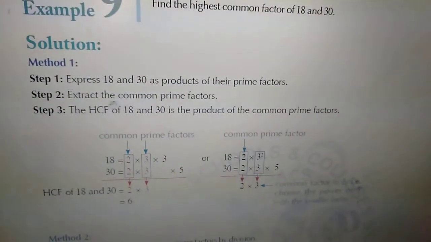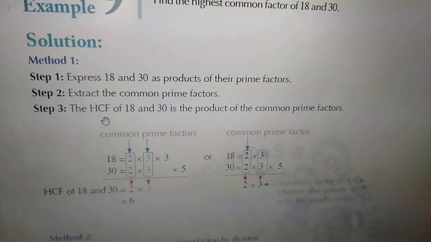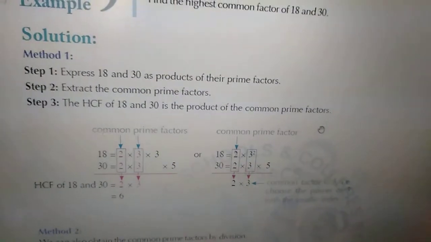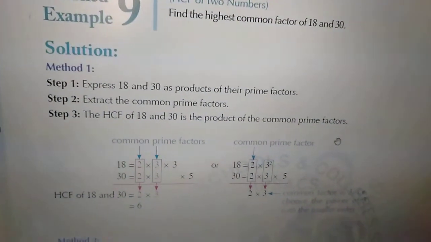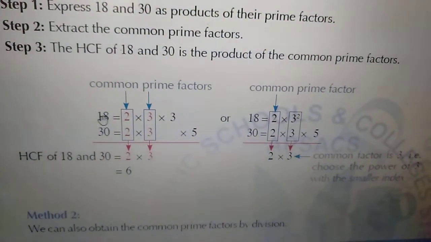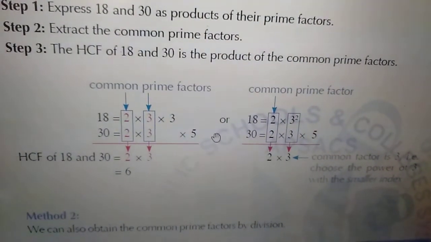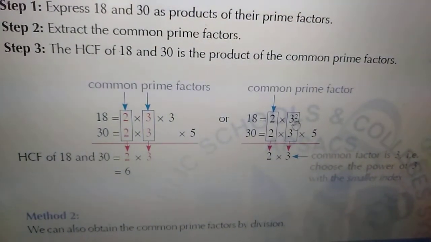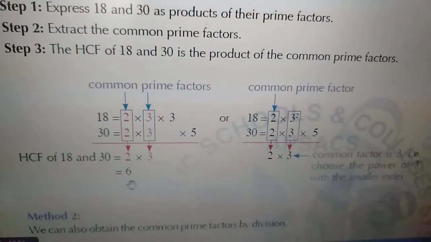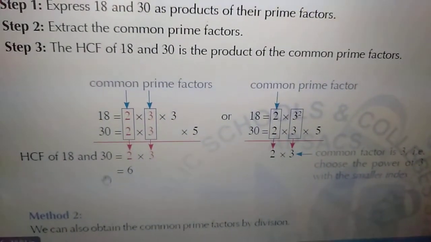Then in step 2 you have to extract the common prime factors. Then in step 3, the HCF of 18 and 30 is the product of the common prime factors. We just have to notice the common prime factors here. The prime factors of 18 are 2, 3, 3, and of 30 are 2, 3 and 5. 2 and 3 are the common prime factors. 2 into 3 is 6. So 6 is our HCF.